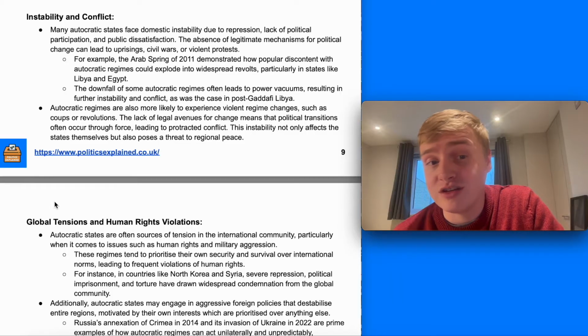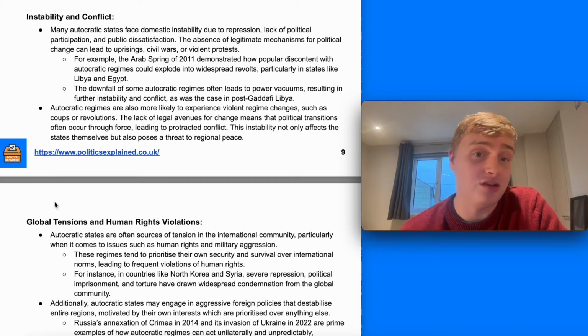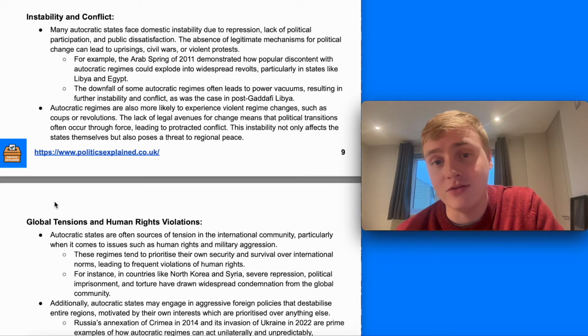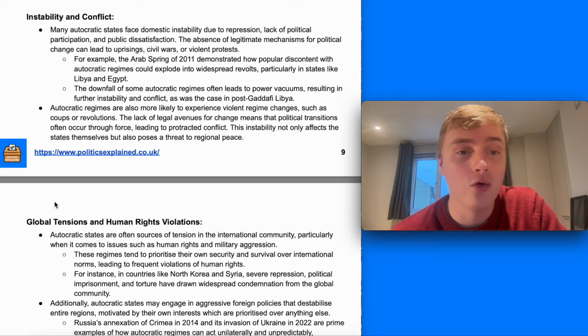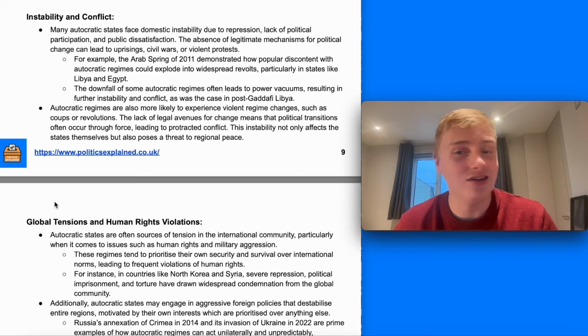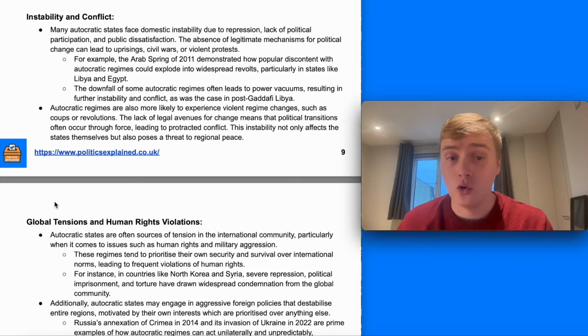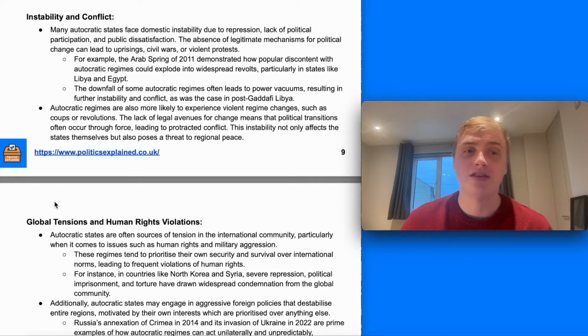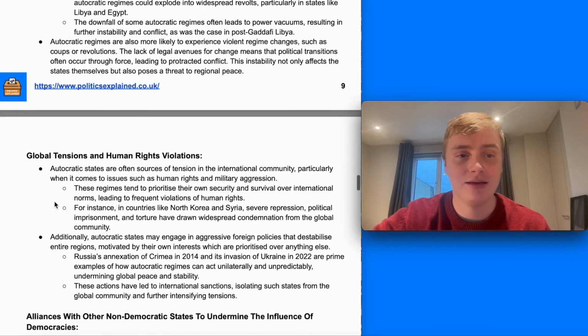Autocratic regimes are also much more likely to experience violent regime changes rather than peaceful transitions of power, such as coups or revolutions. Because of the lack of legal avenues for political change through elections and peaceful transitions of power, change has to occur by force, and therefore there is greater conflict, greater violence, and greater political instability.